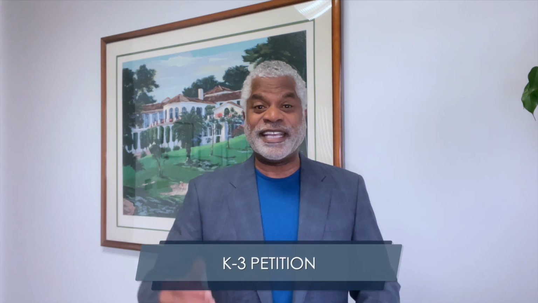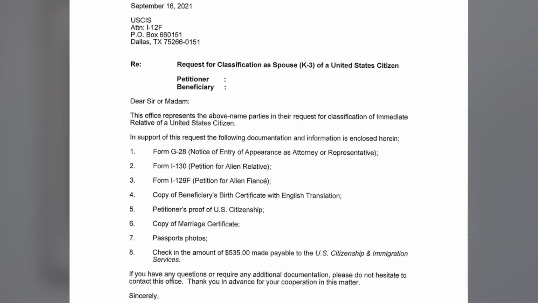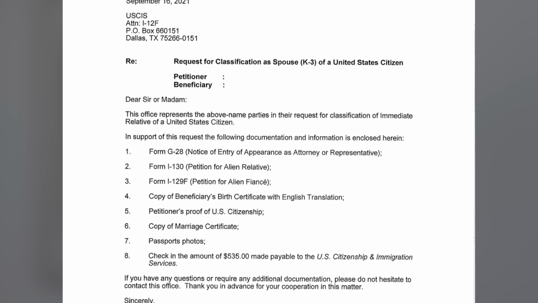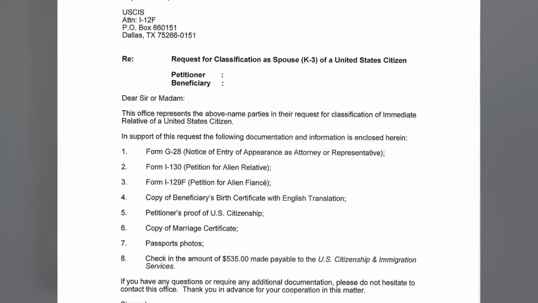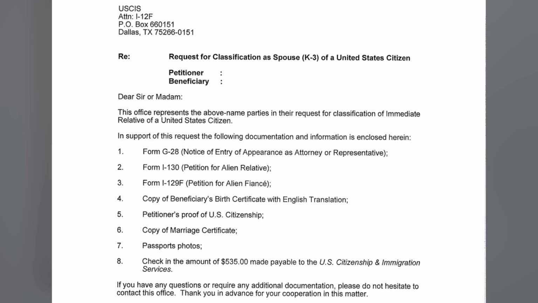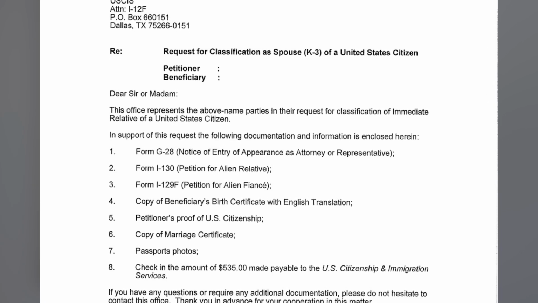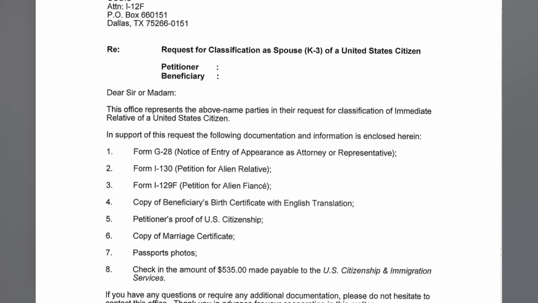Let's go through it. Here's a K3 petition. Here's the cover letter. This is exactly what you need to put in the petition to get it approved. You have the I-130, you have the I-129. Again, for the K3, you have to still file the I-130, I-129, etc. You put your filing fee, marriage certificate, birth certificates, etc. It's all here, folks, all right?